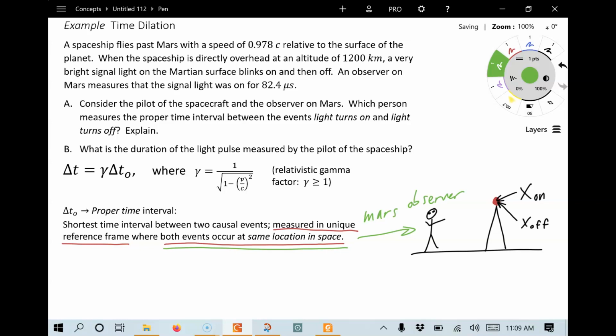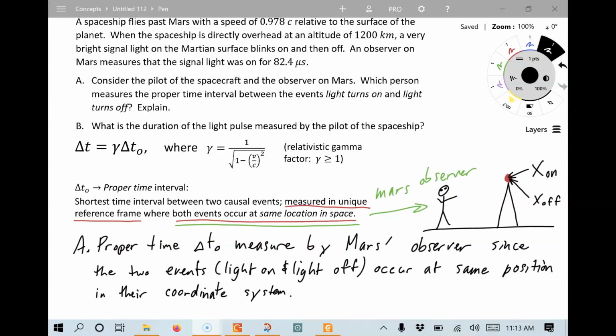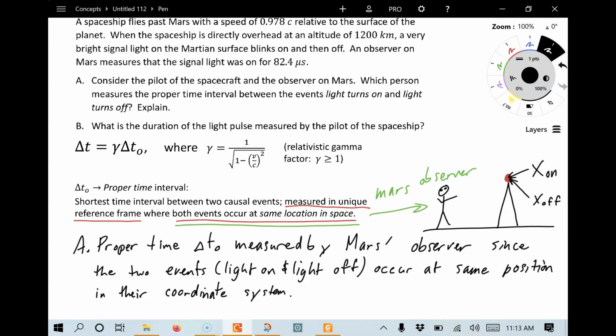So it is the Mars observer who, in part A, is going to measure the so-called proper time. Proper time doesn't mean that there's anything special or proper about it. It just means that the two events are observed to occur at the same location in space by that particular observer. So I've gone ahead and written this up for part A. Proper time delta T0 is measured by the Mars observer, since the two events, light on and light off, occur at the same position in their coordinate system.